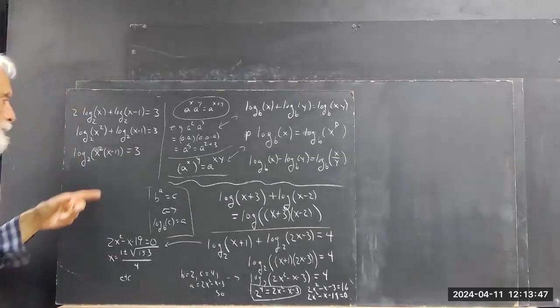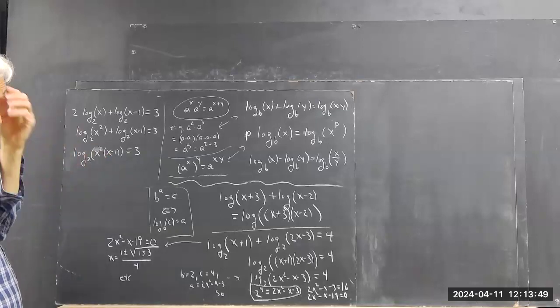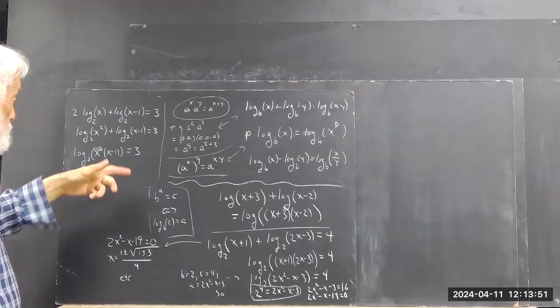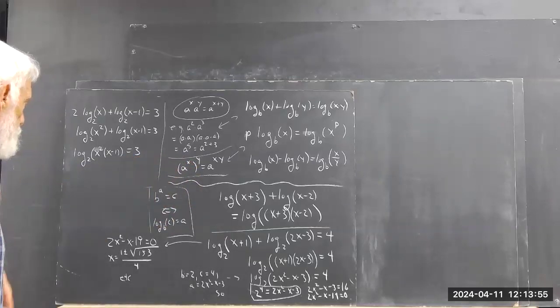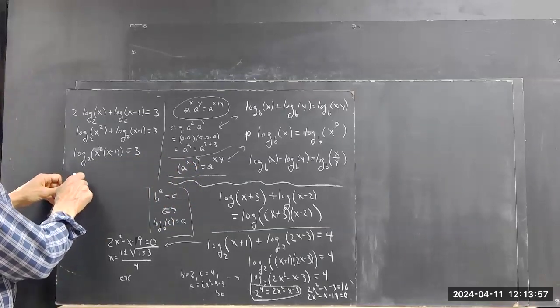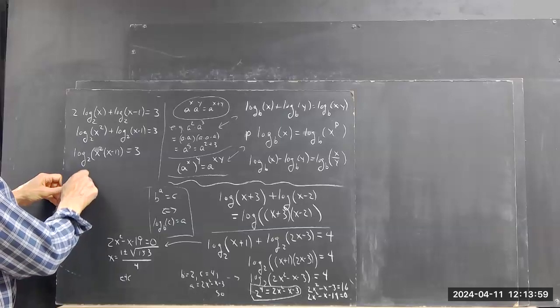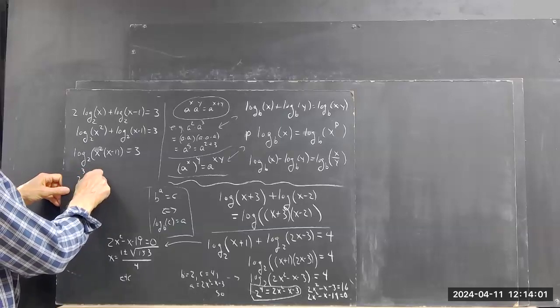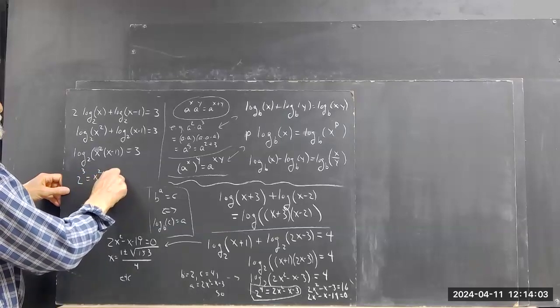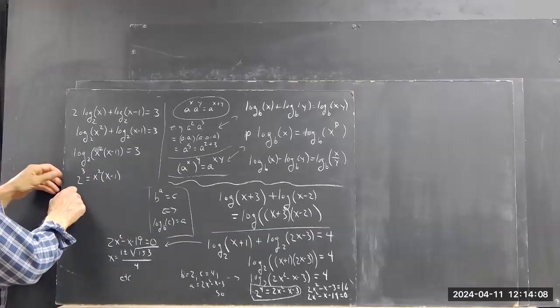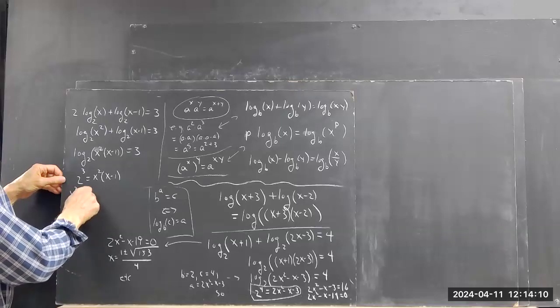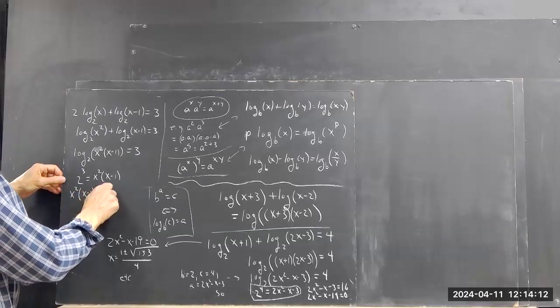And now, we could multiply this out, but we'll leave it factored. And I'm just going to go ahead and convert to exponential form. So that 2 to the third equals x squared times x minus 1. Well, 2 to the third is 8, so we get x squared times x minus 1 equals 8.